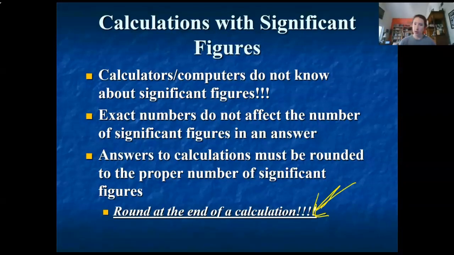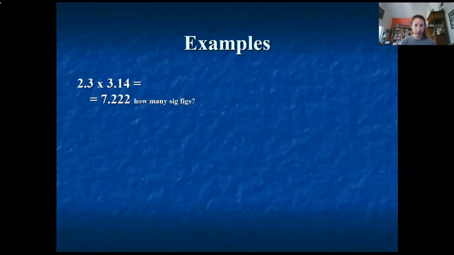Okay, so we're going to just do a couple practice ones. Okay, that's what my calculator says. What should the answer be? My calculator says 7.222, but I don't have that many significant figures. So when we do this, right, 7.2, right, this has 2, this has 3, so this can only have 2 significant figures.